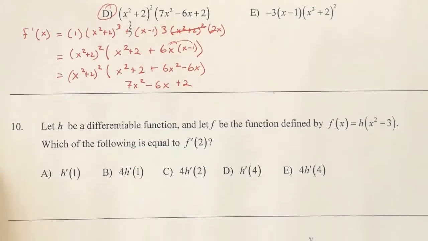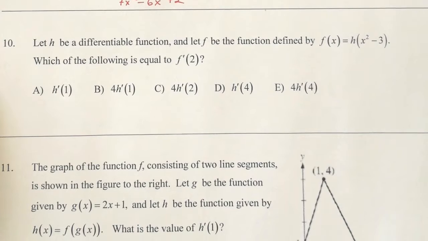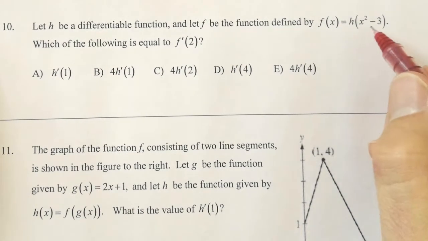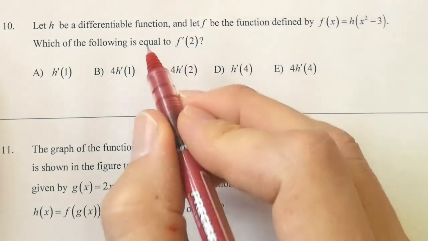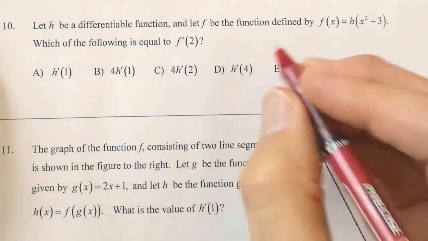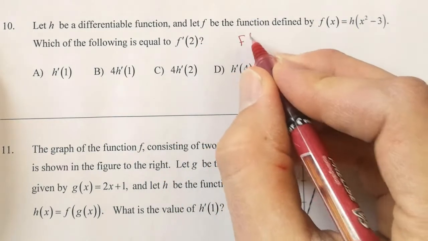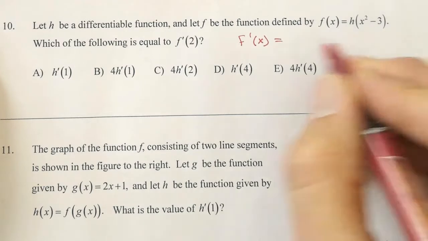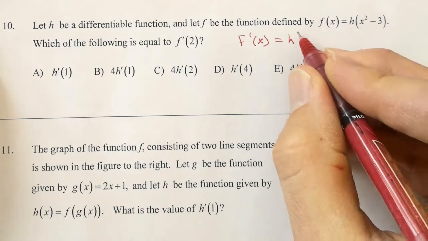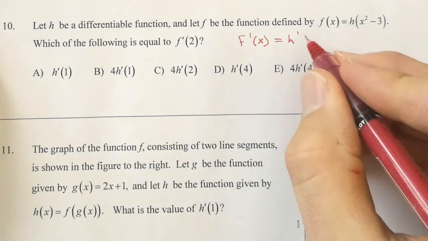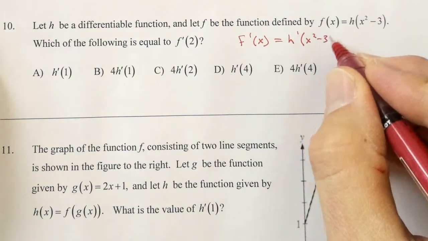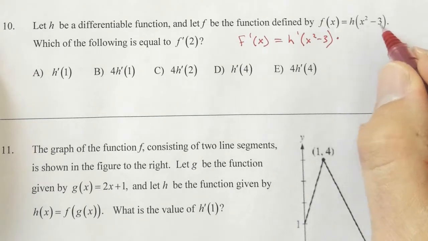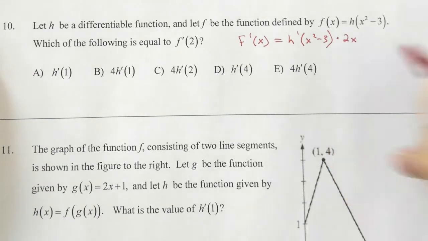Okay, moving down to number 10. Let h be a differentiable function, and let f be the function defined by h of x squared minus 3. Which of the following is equal to f prime of 2? Okay, well, let's find f prime of x for starters. F prime of x, we have h of an inner function. So we derive the outer function. h derives to h prime. We keep the inner function, x squared minus 3. And then we multiply by the derivative of the inner function. And the derivative of x squared minus 3 is 2x.